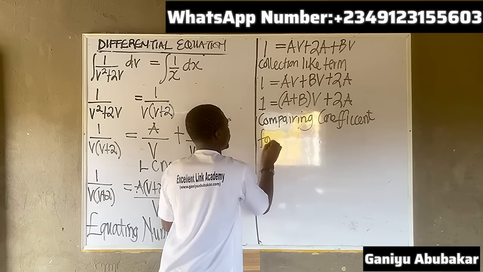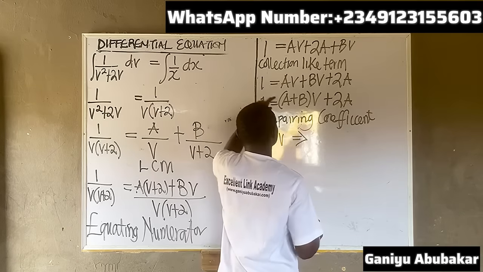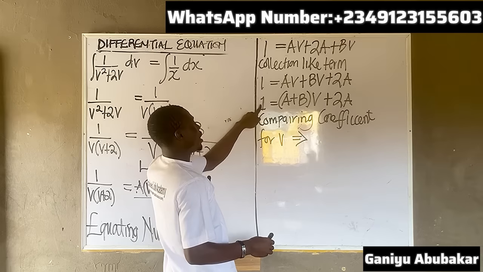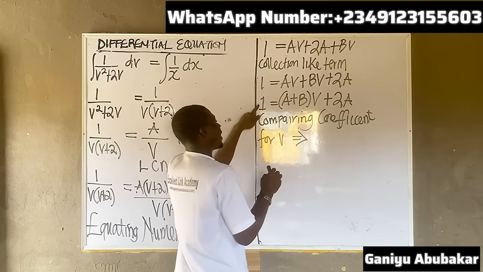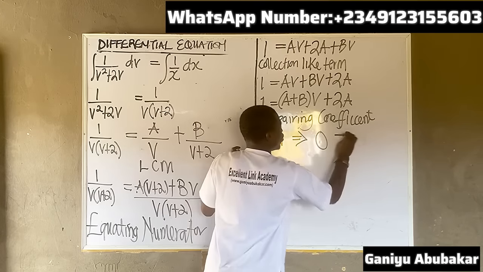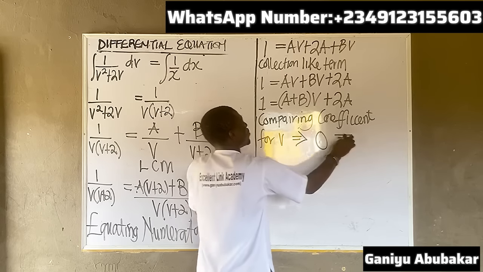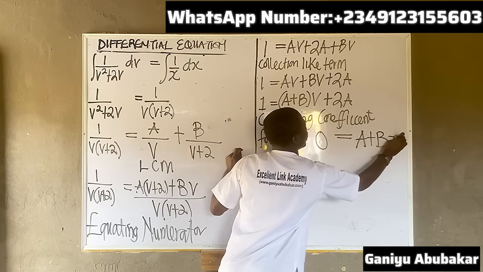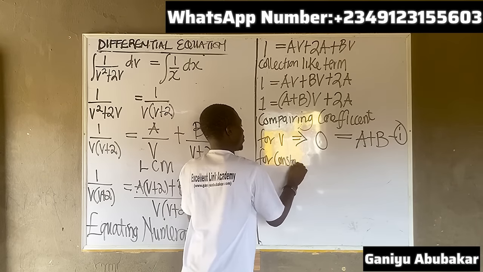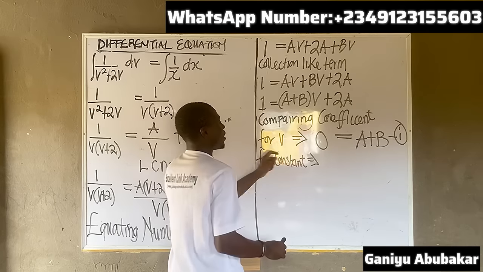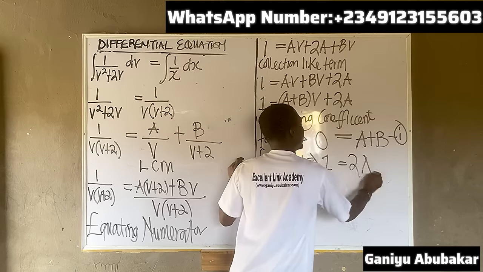Now for v, on the left hand side, is there any term that has v? There's nothing that has v here, just 1. So in that case, there's no v term. That's 0 equals, is there a v term on the right hand side? There's a v term here: A plus B. Call this one equation 1. Next task, for constant: I have 1, and 1 is a constant, equals the constant here, 2A.